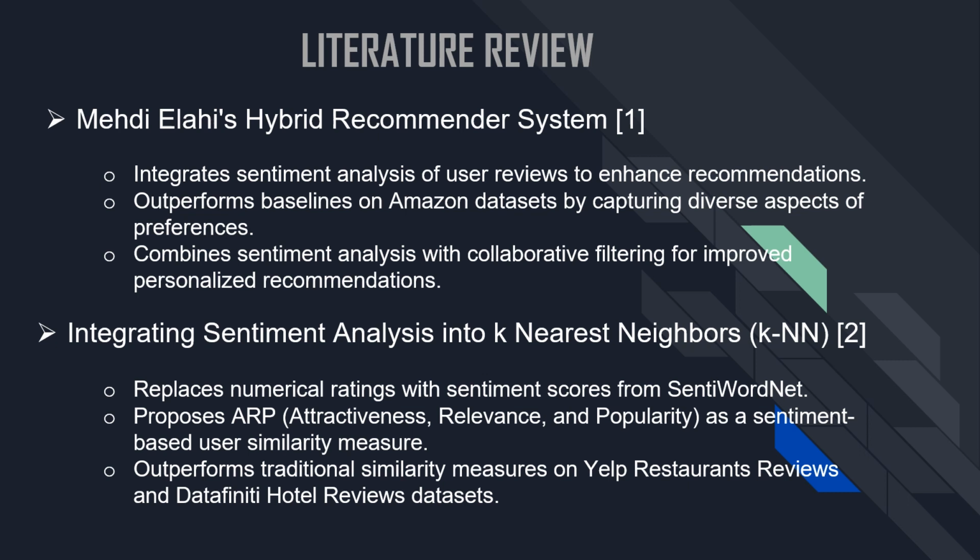Next is how sentiment analysis is mixed into the KNN algorithm instead of just looking at numbers. This work uses sentiment scores from SentiWordNet, plus it brings in a method called ARP, which checks how much people like stuff. By adding sentiment analysis and ARP, it does better than usual on datasets like Yelp restaurant reviews and Data Affinity hotel reviews. It's a big improvement for the KNN algorithm.